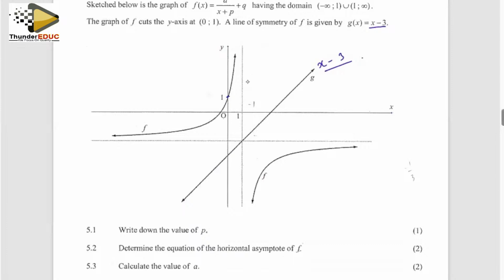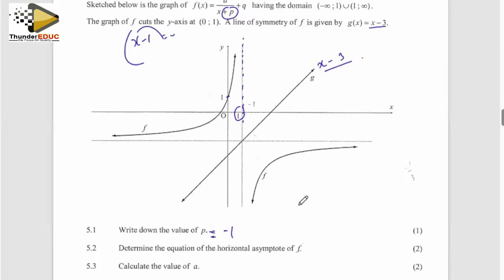Then 5.1, they want us to write down the value of p. So we know that p represents the vertical asymptote, this line here. And we're seeing that this line is passing through positive 1, which means our p is -1. Because a number must go with a sign before it, so if it is x minus 1, if we equate this to 0, then we shall get that asymptote. So p, I'm taking it as -1.